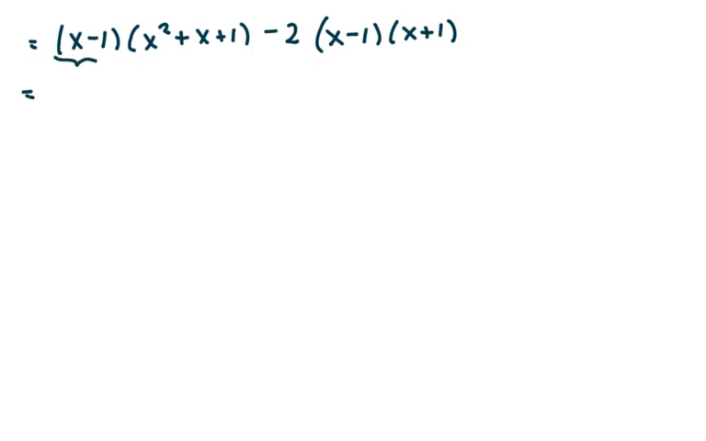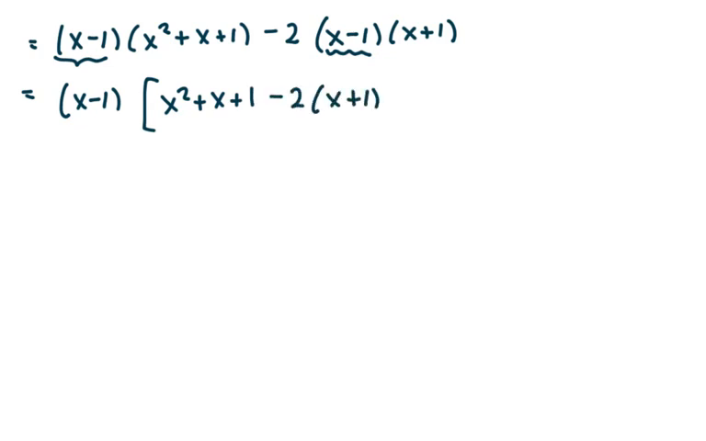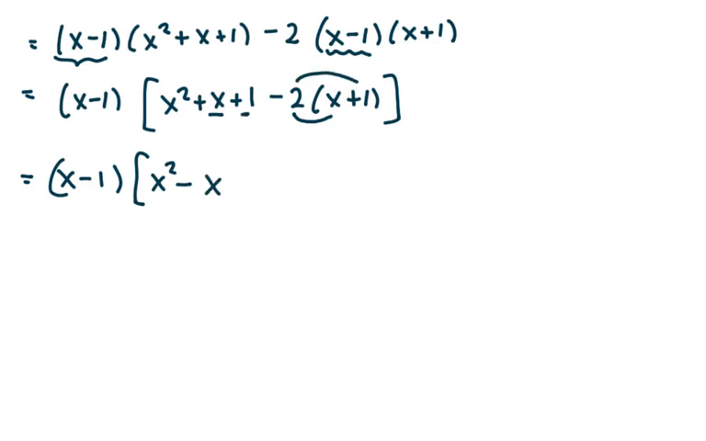And so notice how there's an x minus 1 common to both, and I'm going to pull that out. And when I do, I get x squared plus x plus 1 minus 2 times x plus 1. Little lengthy, but I think worth it. And so this is x minus 1 times, now I'm going to get x squared plus x minus 2x, which is minus x, plus 1 minus 2, which is minus 1.